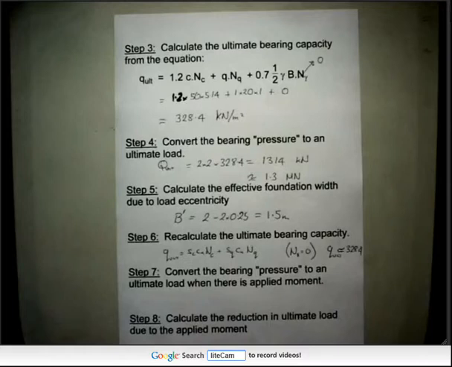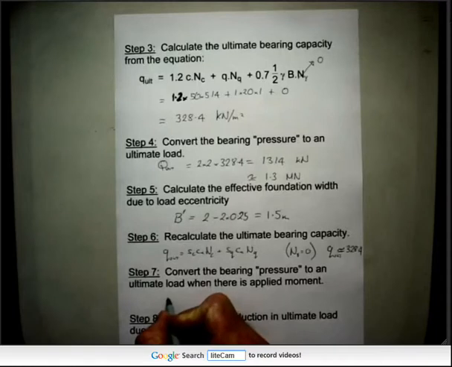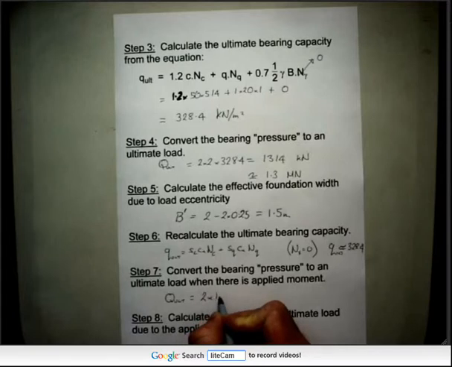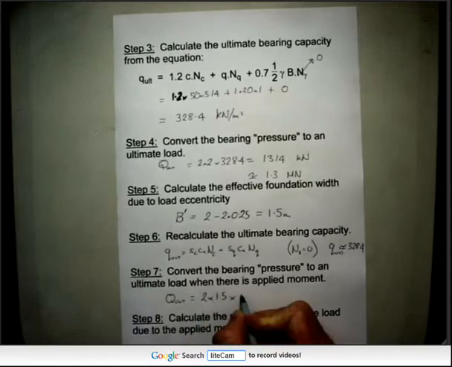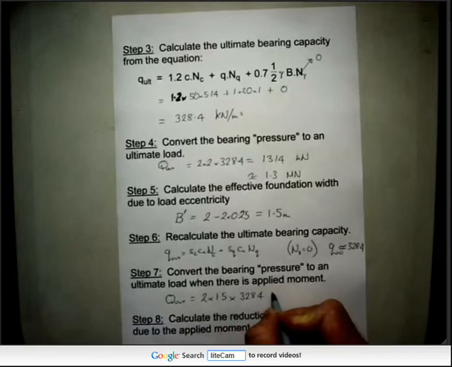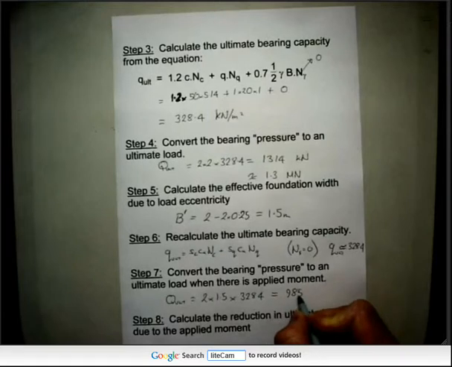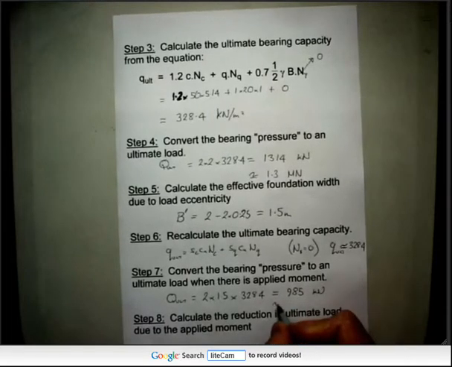Now, if we're dealing with a foundation on granular soil, the change in the shape factor in the last one could be more significant, so we'd have to be a little bit more careful there. So I've done a slight approximation. I've ignored the change in the shape factors. So now we've got to say Q ultimate is equal to 2 times 1.5 times 328.4, and that's equal to 985 kilonewtons. If you like, approximately 1 meganewton.